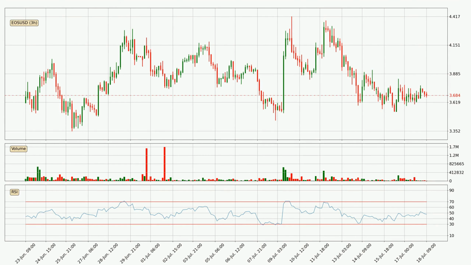Jumping to the 3-hourly relative strength index, the current 3-hourly RSI is at 48. So there are currently no signs of the crypto being overbought or oversold.